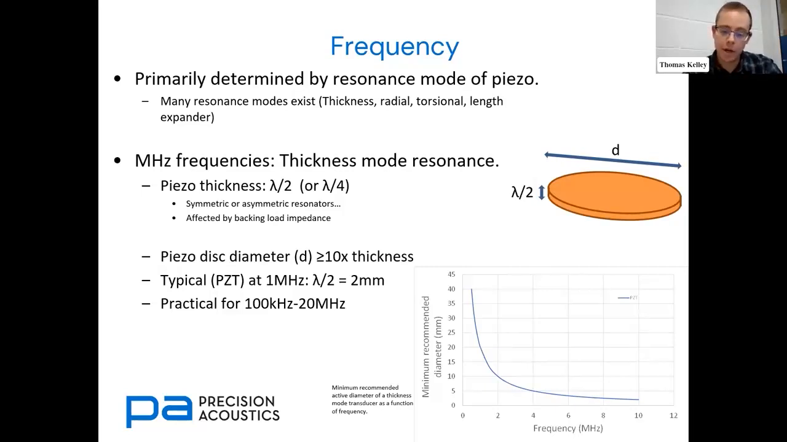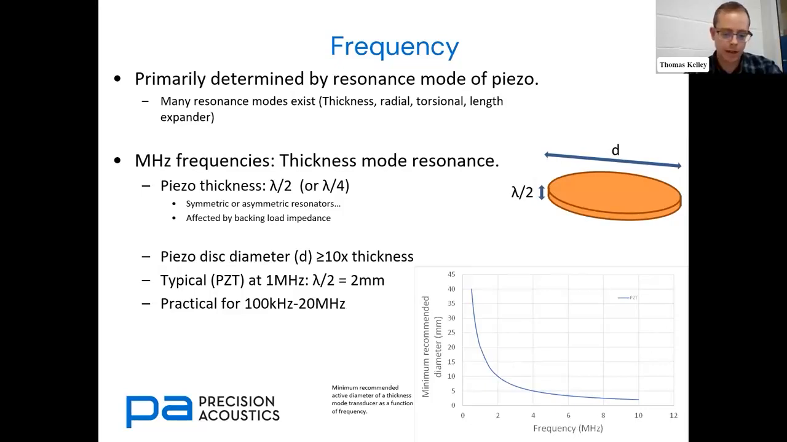So it might be a thickness mode, radial mode, torsional or a length expander mode. All of these different modes impose geometric or physical restrictions on the size of the piezo. So for megahertz frequencies, which is fairly typical for a lot of contact or immersion transducers, the thickness mode resonance is the most commonly used. It's very effective. So that's the 3-3 mode resonance. That's what we're going to focus on here. So this is where the piezo resonates at a frequency primarily determined by its thickness.